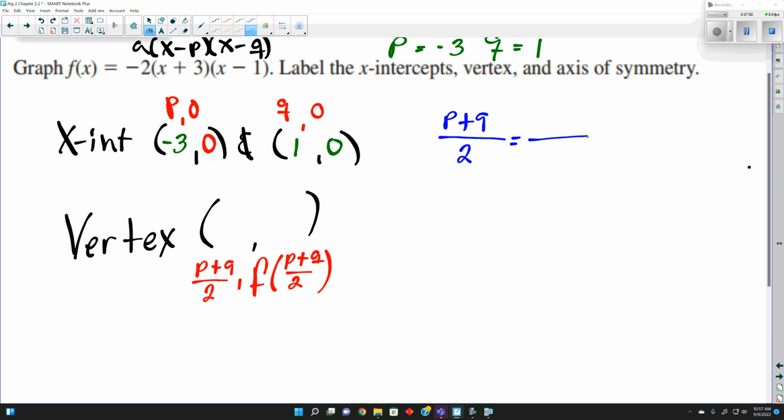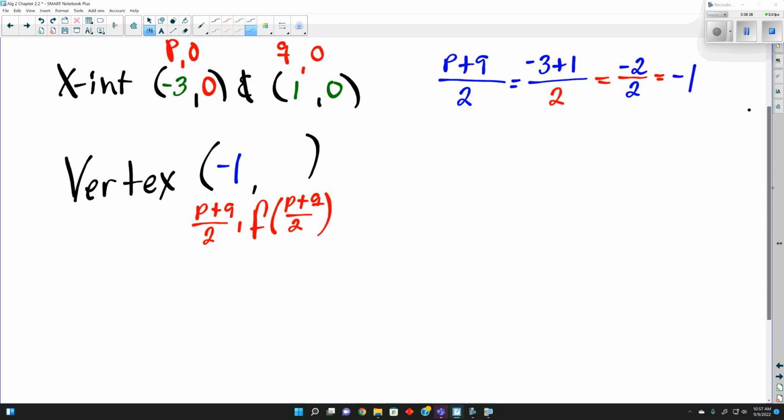Well, we already know the values of p and q. Values of p and q are negative 3 and 1. So we're saying negative 3 plus 1 divided by 2. And again, at this point here, we can plug this all into the calculator. Negative 3 plus 1 is negative 2. And negative 2 divided by 2 is negative 1. Negative 1. We good? So we found the x value of the vertex is negative 1.